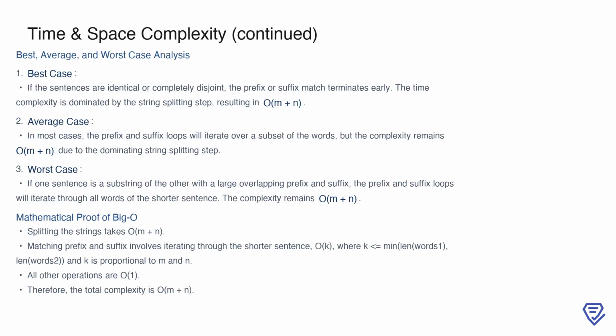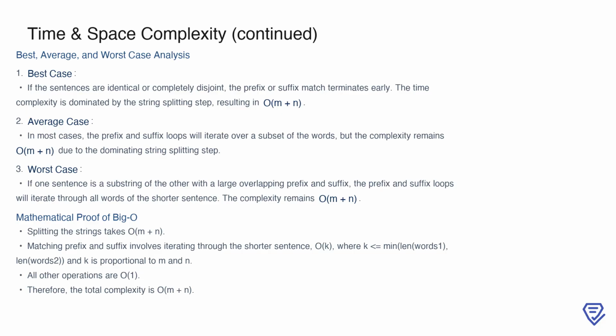Looking at the best, average, and worst case scenarios, we can see that the algorithm consistently maintains its efficiency. In the best case, the sentences might be identical or completely disjoint, allowing the prefix or suffix match to terminate early. Here, the overall time complexity is dictated by the string splitting step, which is O(m plus n). In the average case, the prefix and suffix match loops typically process some subset of the words, but the dominant factor still comes from the string splitting, keeping the complexity at O(m plus n).